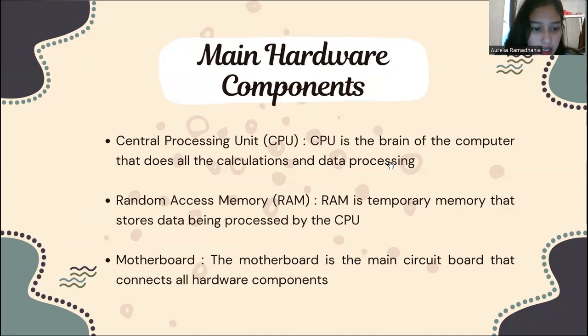Okay, next is random access memory or RAM. RAM is temporary memory that stores data being processed by the CPU. For the function, it stores data and instructions that the CPU needs quickly. The larger the RAM capacity, the more applications can be run simultaneously without lag. For example, DDR4 8 GB or DDR4 16 GB.